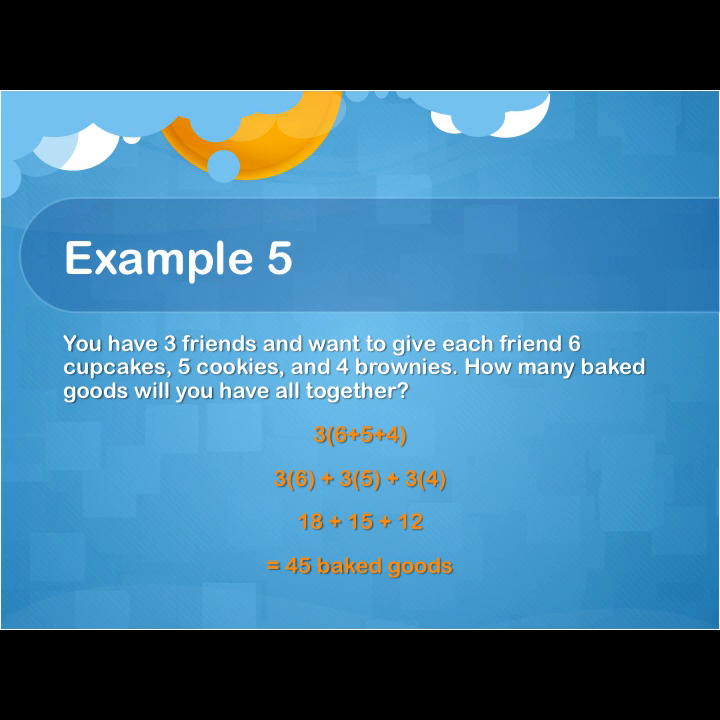In example 5, you have 3 friends and want to give each friend 6 cupcakes, 5 cookies, and 4 brownies. How many baked goods will you have altogether? We can use the distributive property to distribute the 3 to the 6, 5, and 4. So we'd have a total of 3 times 6 plus 3 times 5 plus 3 times 4. When you multiply that out, you get 18 plus 15 plus 12, which equals 45 baked goods.